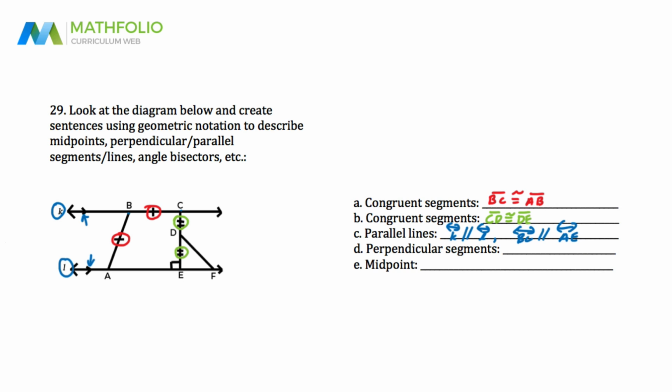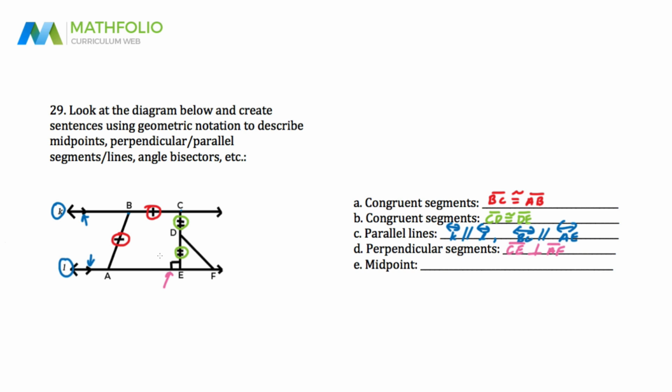Next, D, perpendicular segments. So I see this is 90 degrees here. So let's go with that. We would say that CE, segment CE, is perpendicular to segment AF. And again, you could say EF, or you could even say line L. But key thing, perpendicular sign, just like parallel is important in part C.